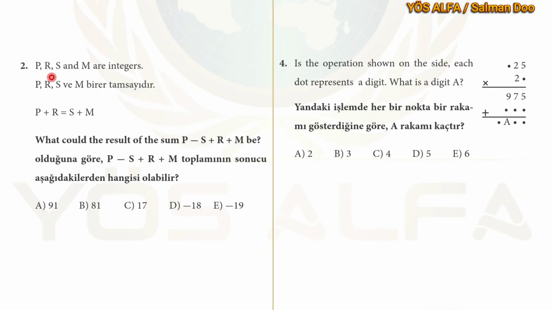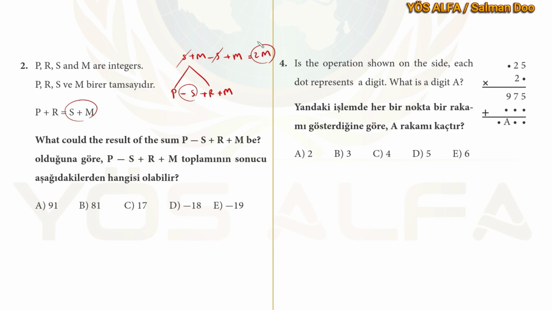Number 2. P, R, S, and M are integers, and this relation is given. What could be the result of the sum P minus S plus R plus M? So let's write it down. P minus S plus R plus M, and we're given the summation of P plus R as S plus M. So we have S plus M, and there is minus S, and there is plus M. And the summation gives us 2M.